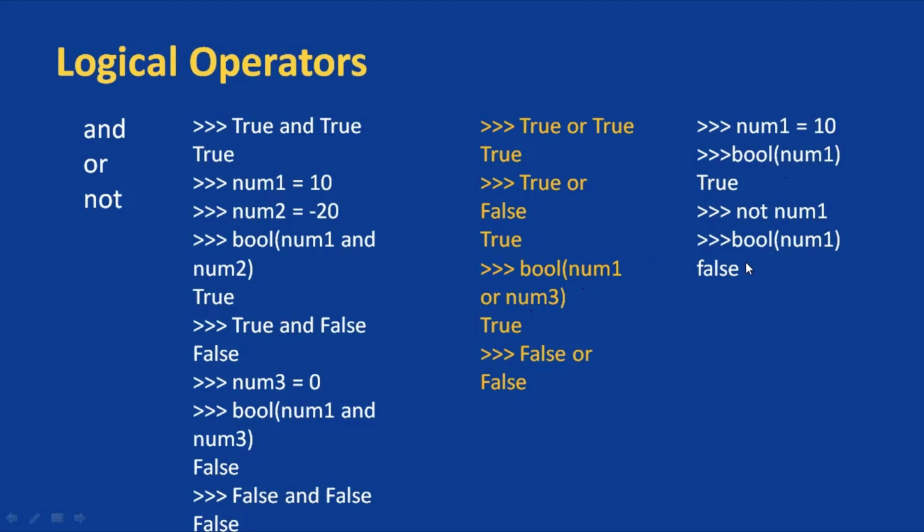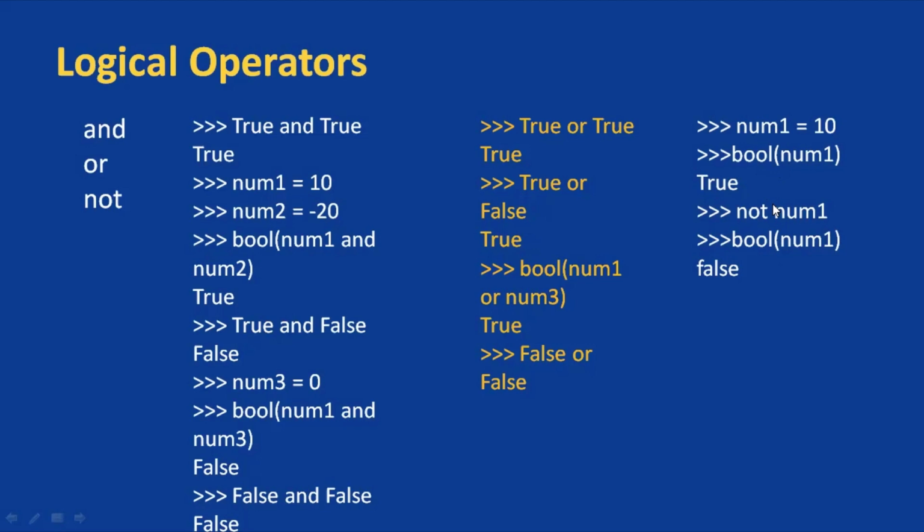In the next case, we are going to see the NOT operation. The NOT operation is used to reverse the logical state of its operand. Reversing its logical state: if we give the value true, it will result in false. If we give the value false, it will result in true.